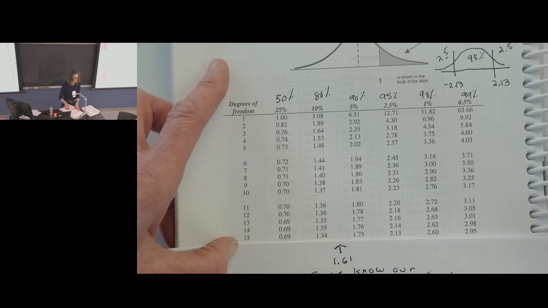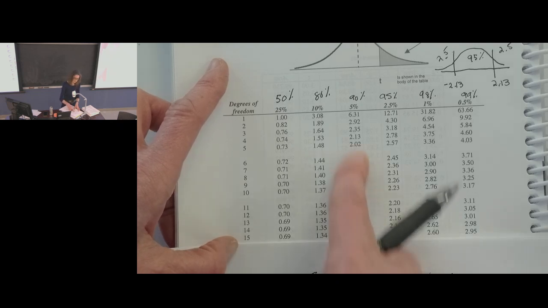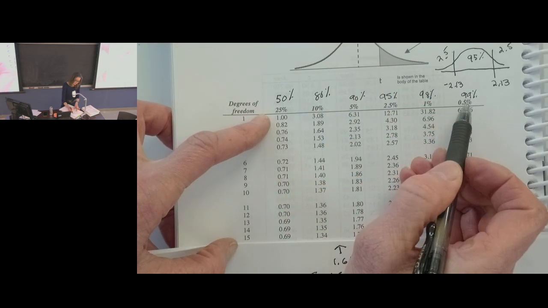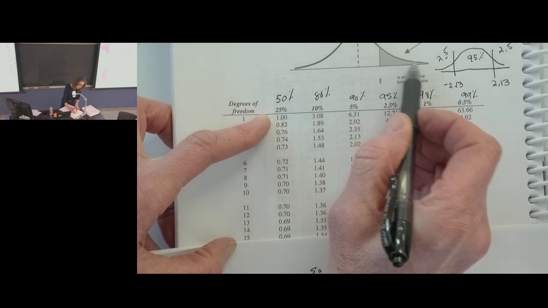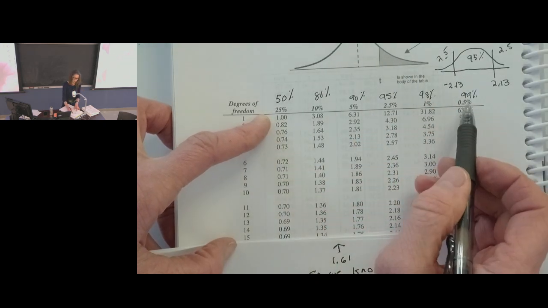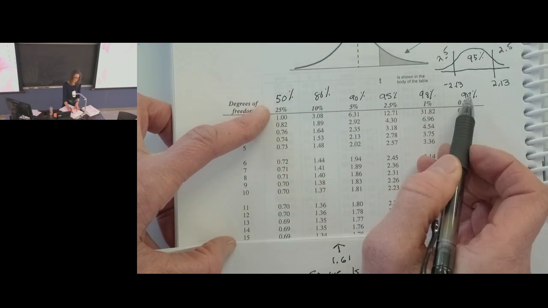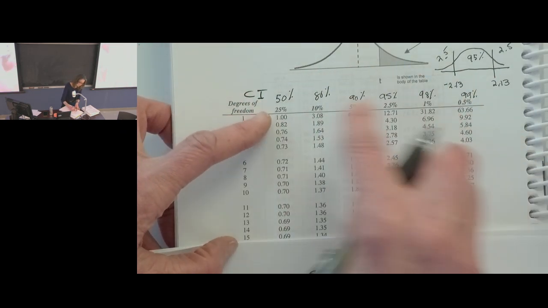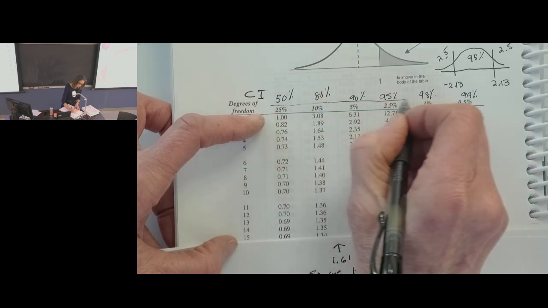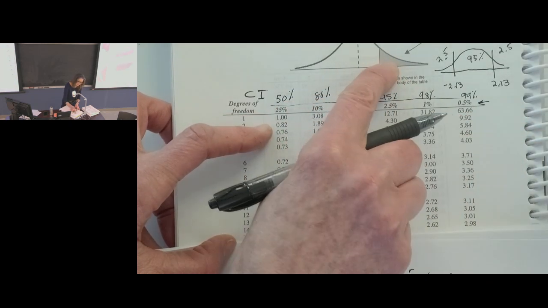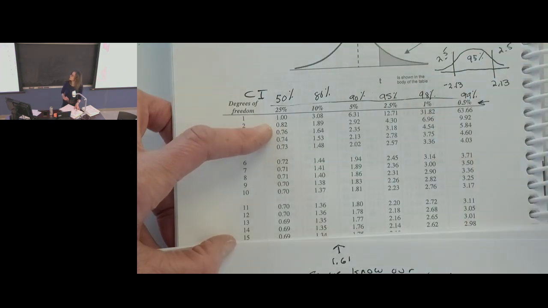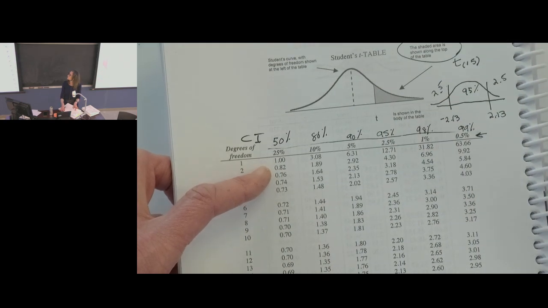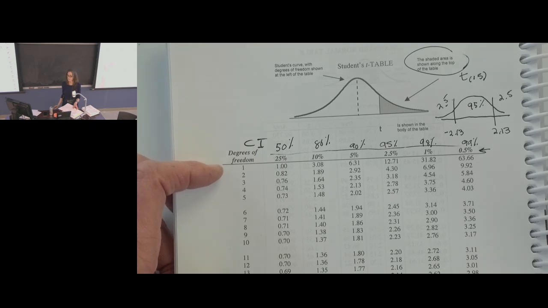Does everybody understand how to read that? Raise your hand if you don't. That's 5%. These numbers tell you the area in the shaded region. What are these above? These were the middle areas we were using for confidence intervals. That's what these were. But these are the area of the right-hand tail. Okay, does everybody understand now?